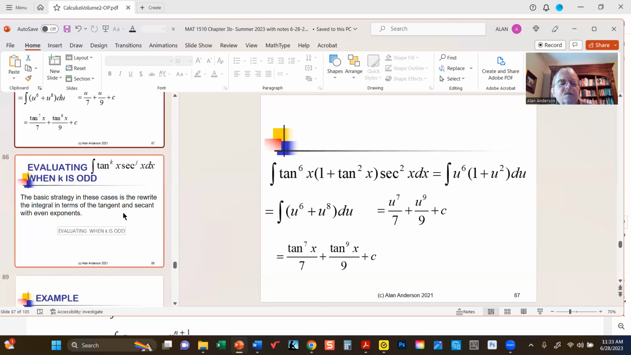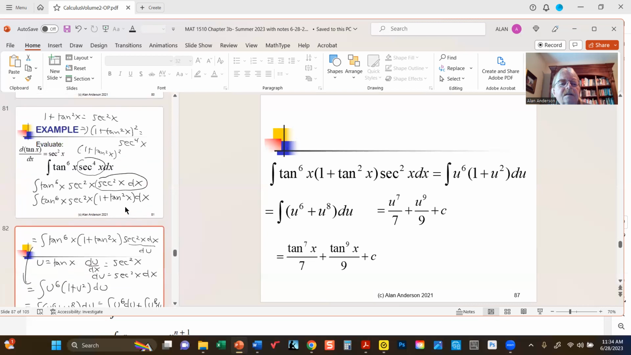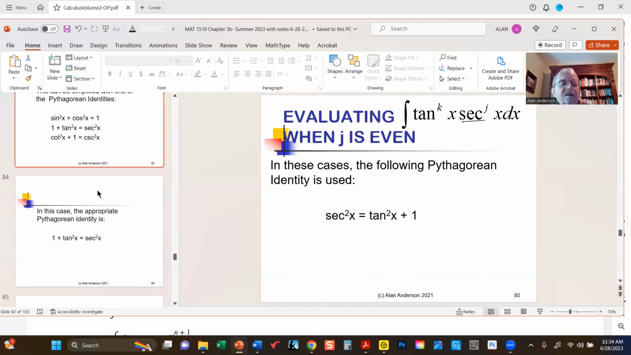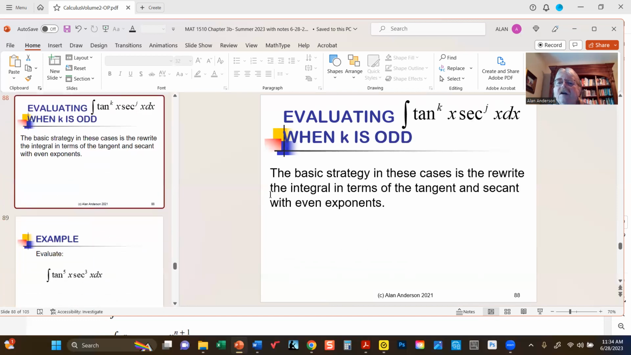So now how about this one? So instead of having the same thing, tangent to some power k, secant to some power j. Here, j is even. So we can take advantage of the Pythagorean identity. But what if... now here actually, what we're worried about is that the exponent of secant can be anything, but the tangent is k. And we're going to assume that it's odd.